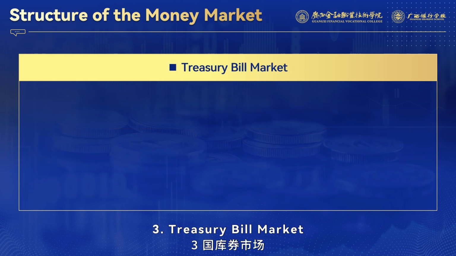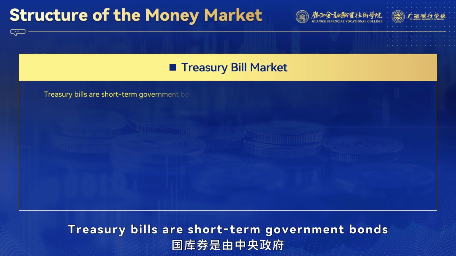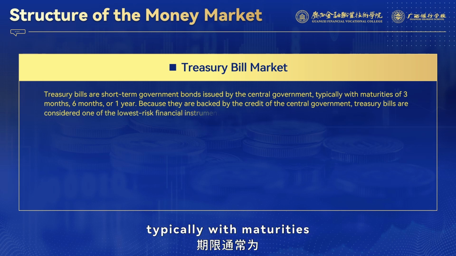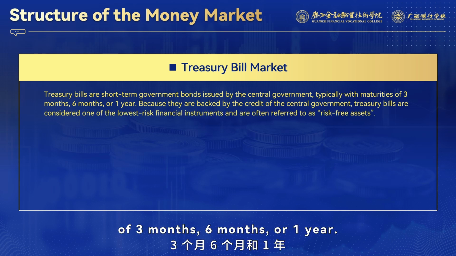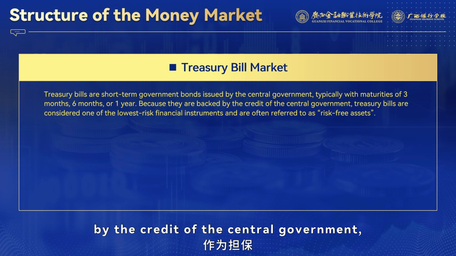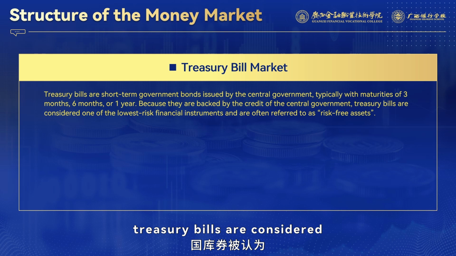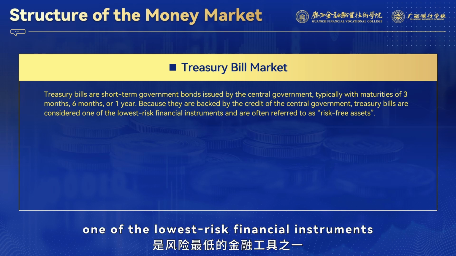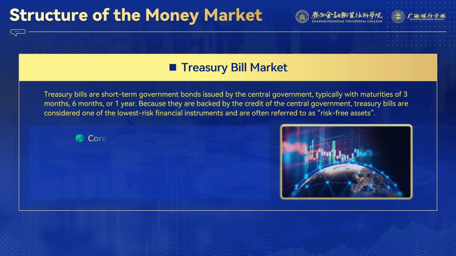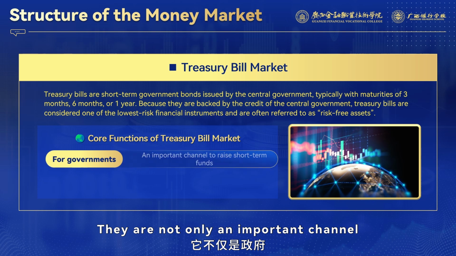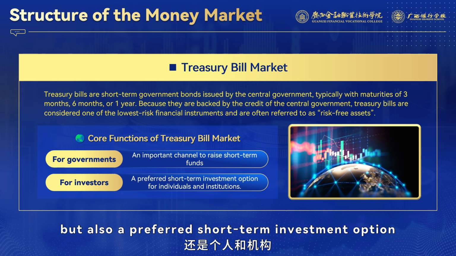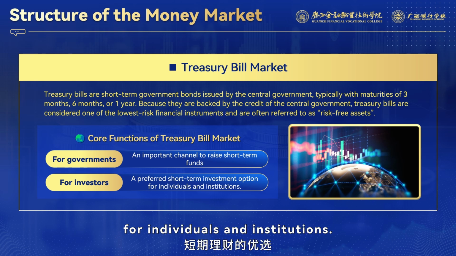3. Treasury bill market. Treasury bills are short-term government bonds issued by the central government, typically with maturities of 3 months, 6 months, or 1 year. Because they are backed by the credit of the central government, Treasury bills are considered one of the lowest-risk financial instruments and are often referred to as risk-free assets. They are not only an important channel for governments to raise short-term funds but also a preferred short-term investment option for individuals and institutions.